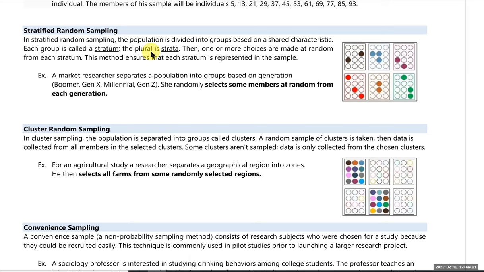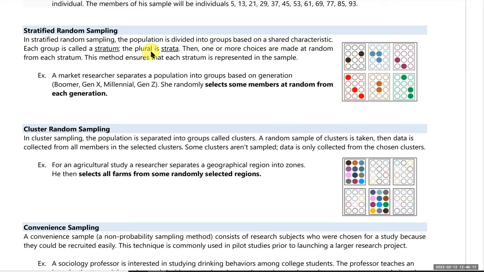What other majors are out there in the room? Criminal justice. How many criminal justice? I like two, okay, two. I'm looking for a good example. So we've got two criminal justice majors, but I have about seven psychology majors.